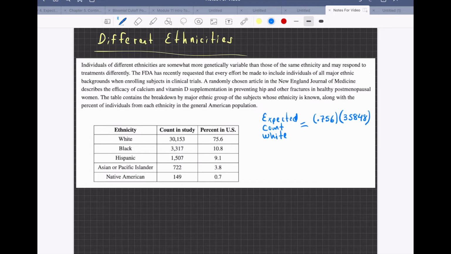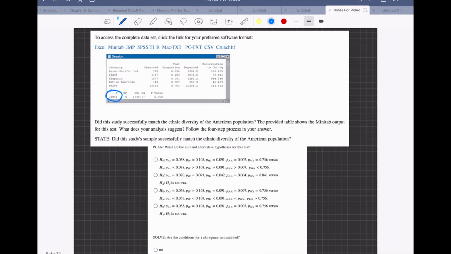I got 27,101. And yeah, it's this one. And so on with the other expected counts. Anyway, again, this table with the outcomes, with the results, is provided in the exercise. That okay? I didn't put it. It is provided in the exercise from Achieve. And you already have this here.